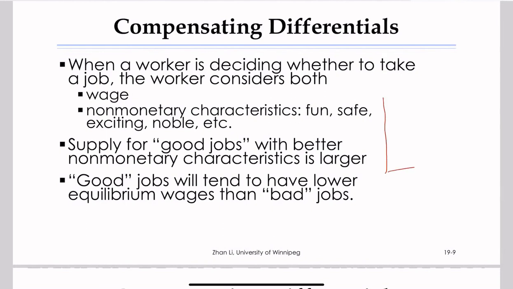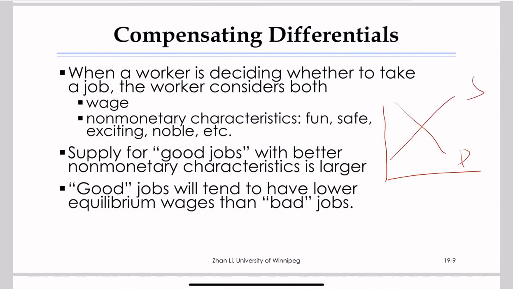So this basically implies that if you think about the demand curve and the supply curve, jobs with better or higher non-monetary features will have a supply curve that shifts to the right compared with jobs without such features. So this essentially means that good jobs will have lower equilibrium wages compared with bad jobs. That is, workers could potentially sacrifice some wage compensation if the job offers other additional benefits, such as safety or excitement.